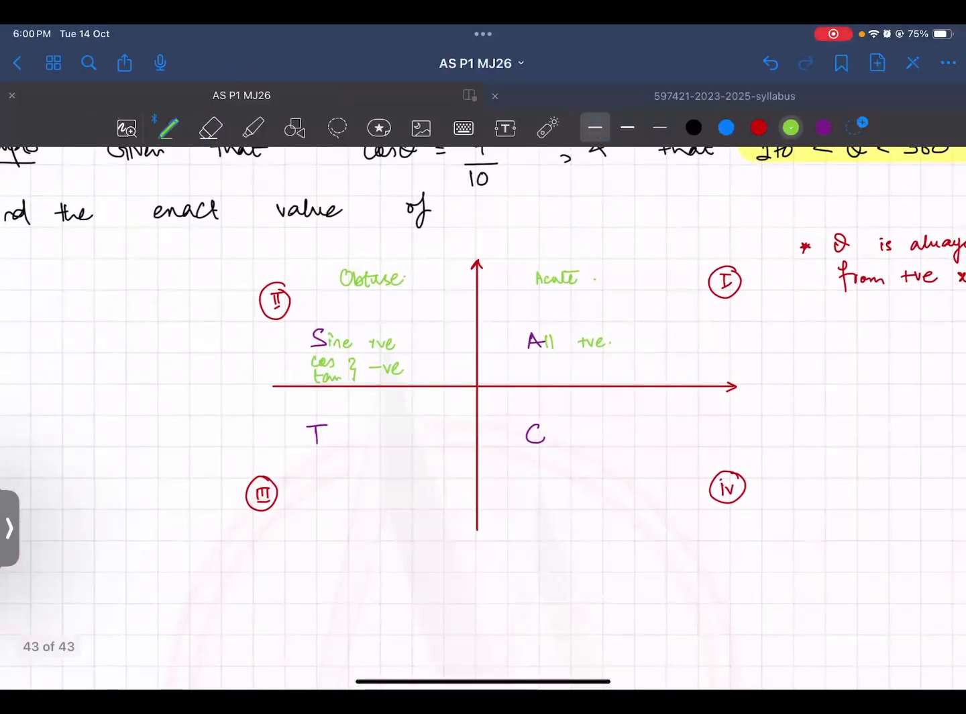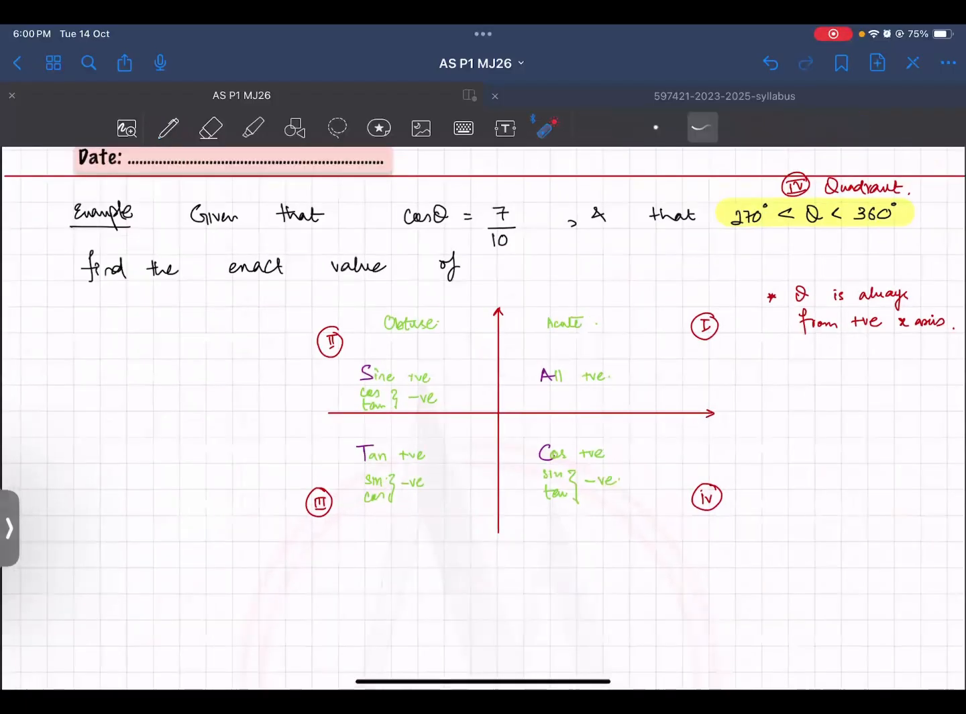Now for the third quadrant, you can understand it as well, right? Only tan will be positive, and sine and cos values would be negative. And in the fourth quadrant, only cos is positive; sine and tan are negative. So this is something you need to learn, and for this you have CAST. This is like a mnemonic that will help you to memorize this.